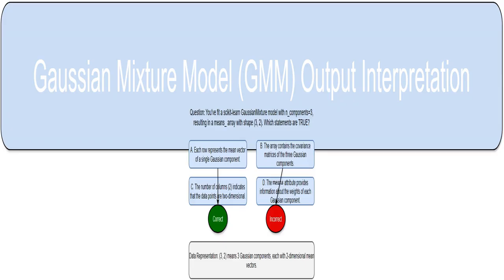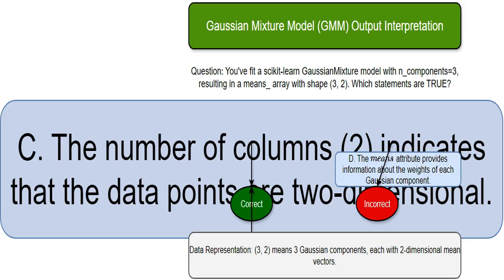Each row in the means array represents the average values for a single Gaussian component. If the data is two-dimensional, each row will have 2 numbers, the average x value and the average y value for that cluster. Absolutely true. The number of columns in the means array shows how many dimensions my data has. Since it's 2, it means each data point can be plotted on a regular 2D graph like an XY plot.